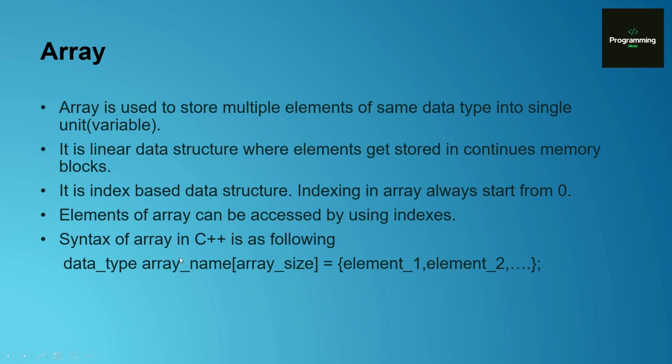So the syntax of array in C++ is as follows. While declaring an array, we need to declare the data type first. Then we will take the array name. We will mention the array size, that is the total number of elements stored in the array, in the square brackets, and we will use the equal to sign. Then we will store the elements of the array in the curly braces like I have shown here. We are storing element 1, element 2 and so on in the curly braces.